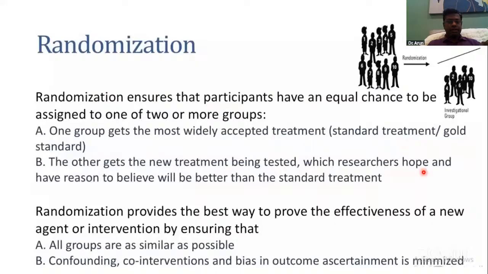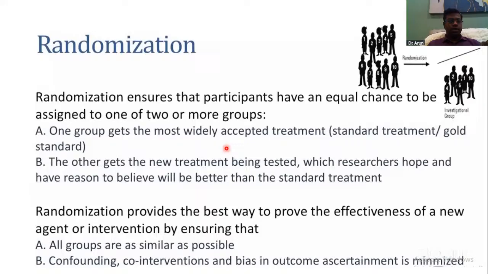So what is randomization? Randomization is considered the heart of the randomized controlled study. Randomization ensures that participants have an equal chance of being assigned to one of two groups. When randomization is happening, participants can't decide which group they want to go into.